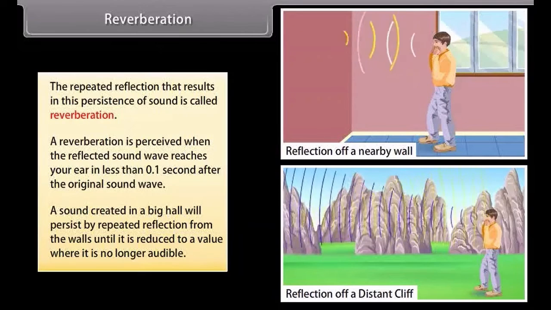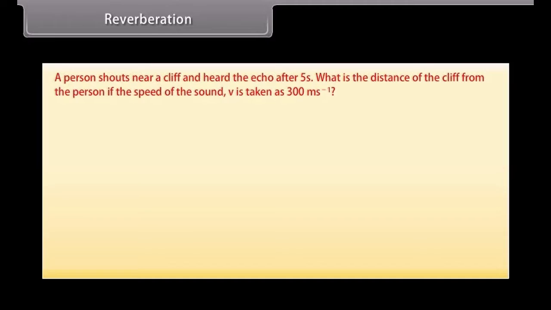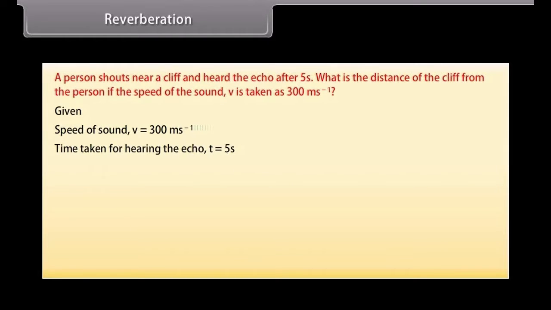Let's now solve a problem. A person shouts near a cliff and hears the echo after 5 seconds. What is the distance of the cliff from the person if the speed of the sound v is taken as 300 meters second raised to the power minus 1? Given that the speed of sound v is 300 meter second raised to the power minus 1. Time taken for hearing the echo t is 5 seconds.